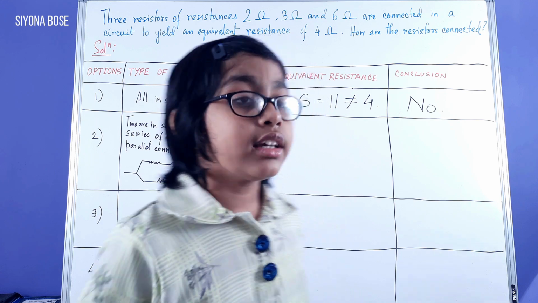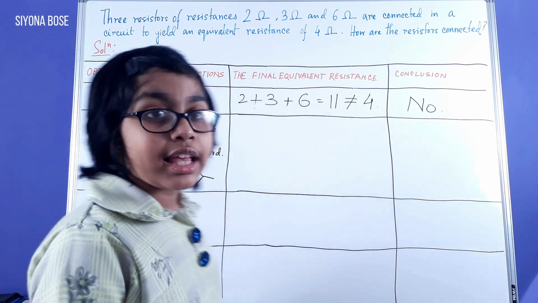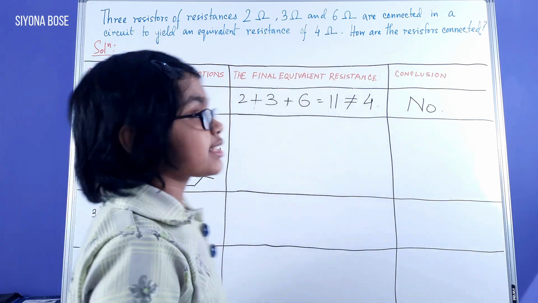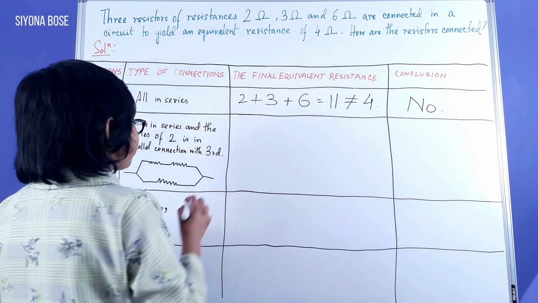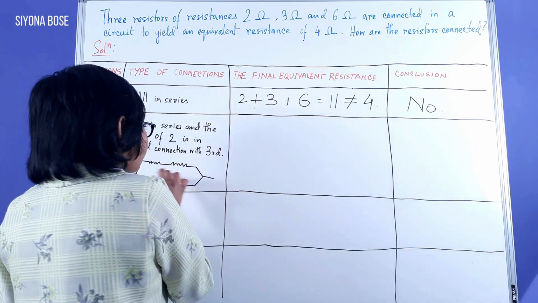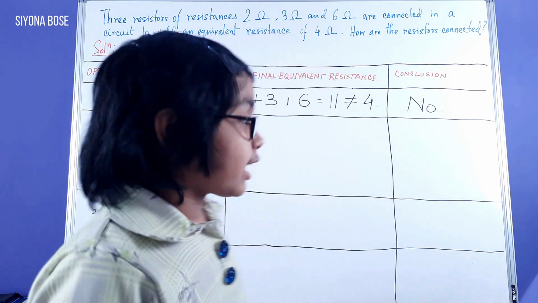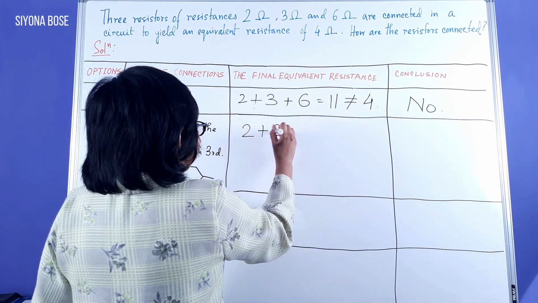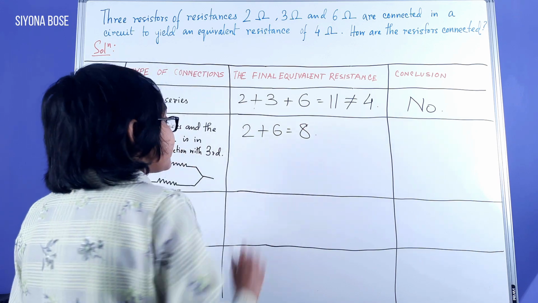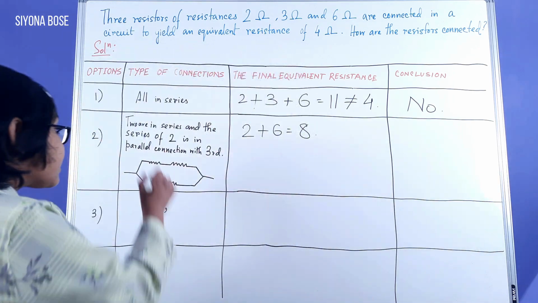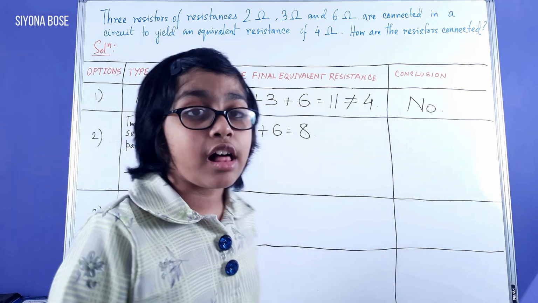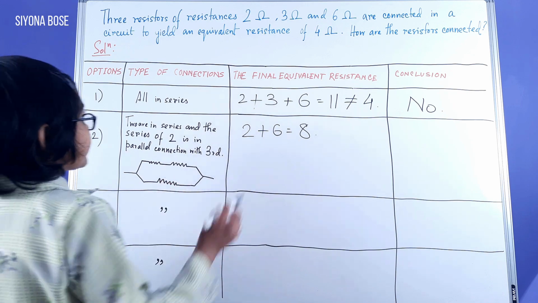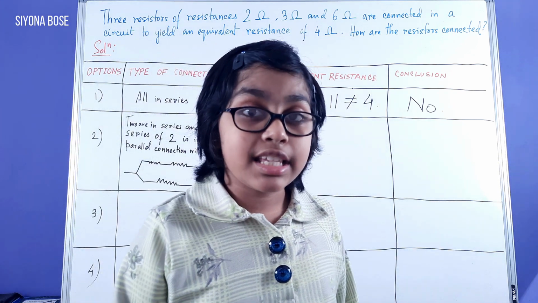the values may vary. Like in this circuit, let's take the 2 and 6 ohms as in series, and the third one to be of 3 ohms. Then let's see what happens. Since this is in series, let's calculate its equivalent resistance: 2 plus 6 equals 8. We get this as the equivalent resistance of this series. Now, using this total value, we can calculate the equivalent resistance with the third one, that is of 3 ohms, that we have considered in this possibility.